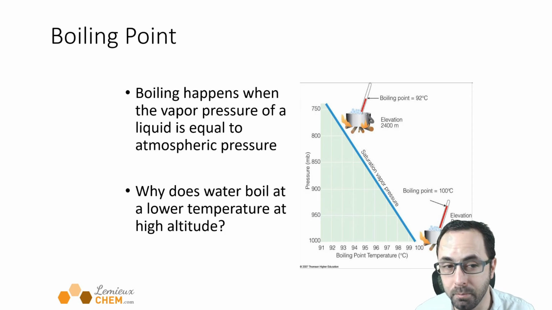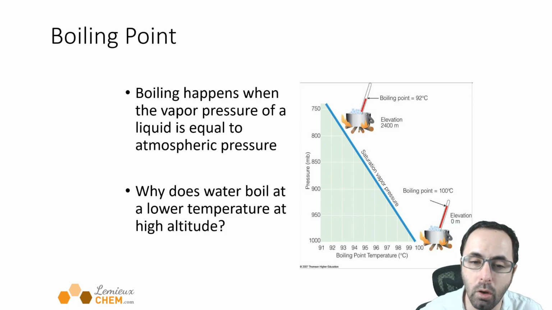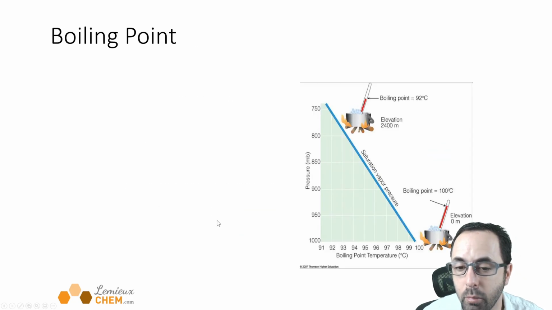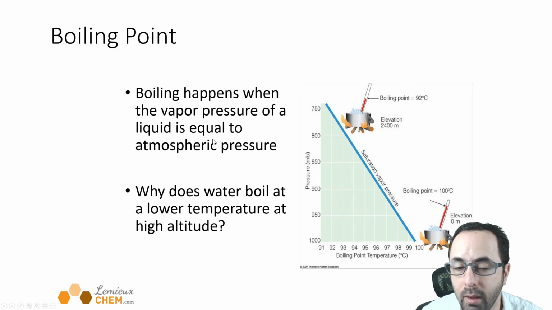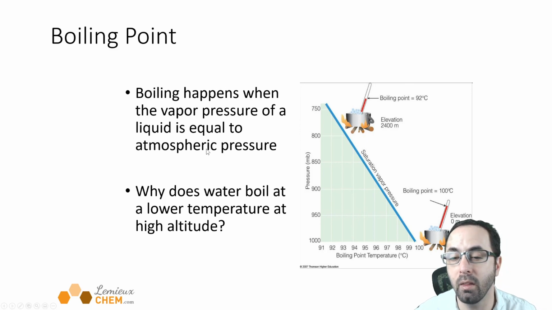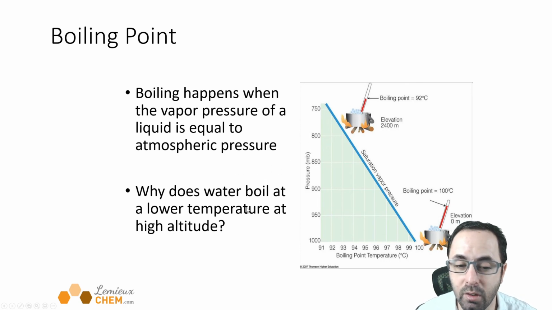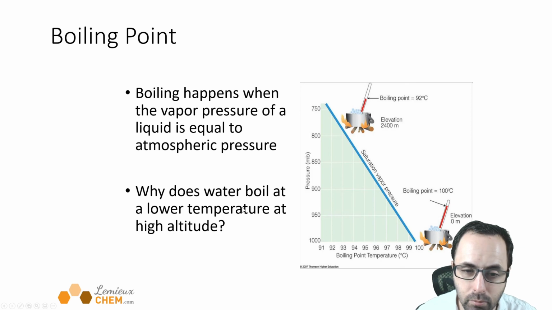So what I want you to know about this is that vapor pressure increases with increasing temperature, and boiling is what happens when vapor pressure equals atmospheric pressure. And that is why boiling happens at a lower temperature at higher elevation than it does at lower elevation.